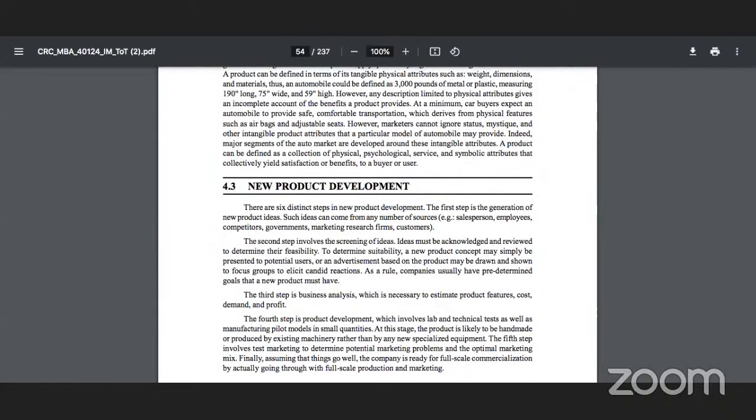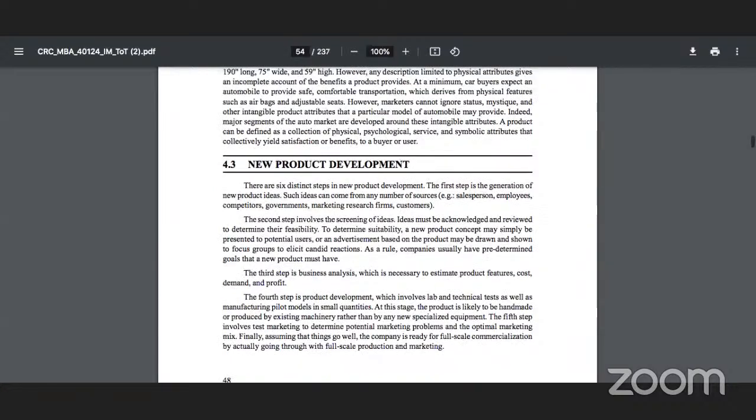So definitely, when we talk in terms of a product, we cannot look at it in a unidirectional manner. We need to look at it as a collection of physical, psychological, service, and symbolic attributes that collectively yield satisfaction or benefit to a buyer or user. So, this is very important. It is a collection of physical, psychological, service, and symbolic attributes that yield satisfaction to a customer, but it is a collective satisfaction.